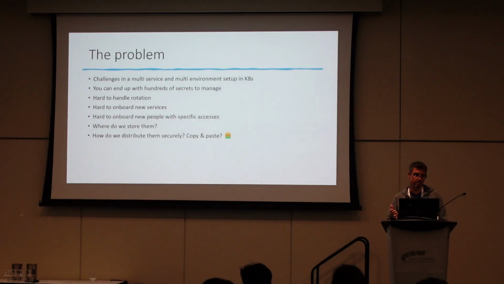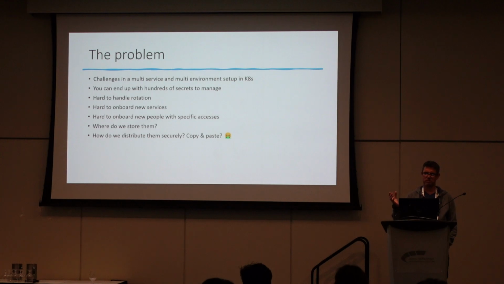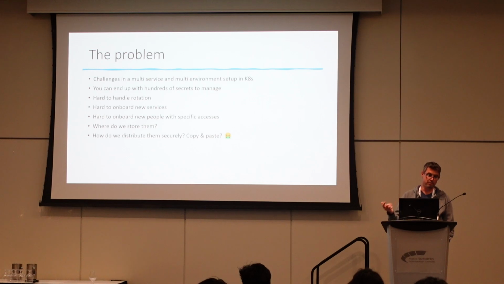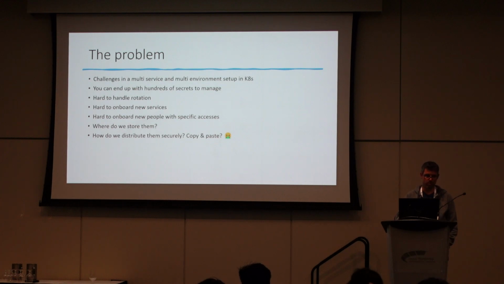So the problem comes with having a multi-service and multi-environment setup in Kubernetes. I forgot to mention that from the beginning. This is a solution for Kubernetes, and I've been giving this talk in a lot of places. Having it in a place where the name starts with Kube is great, because this is exactly for Kubernetes. So yeah, you can end up with hundreds of secrets to manage. It's really hard to handle the rotation of the secrets, if you have rotation. Maybe you don't. It's hard to onboard new services. It's hard to onboard new people with specific access.